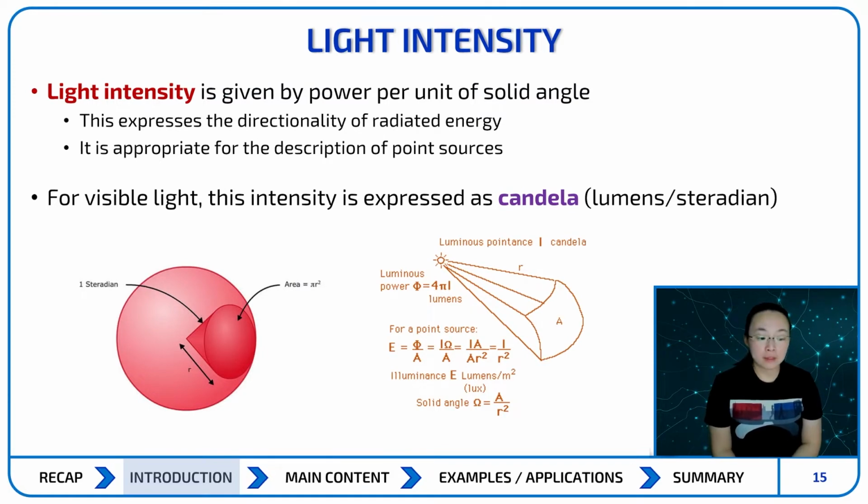The last thing I want to talk about for this section is something called light intensity. And primarily it just has to do with verbiage. Light intensity is given by the power per unit of solid angle. So what I want you to understand from this is that light intensity, or luminous intensity, shouldn't be confused with how we considered intensity back when we were looking at sound.